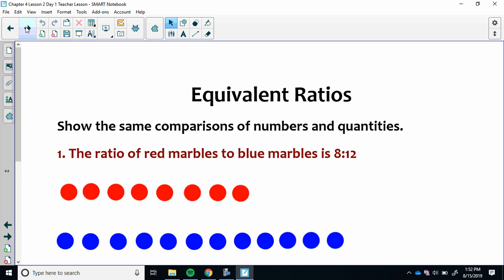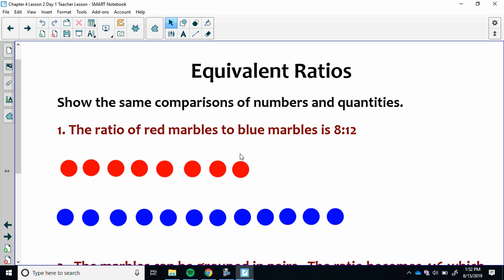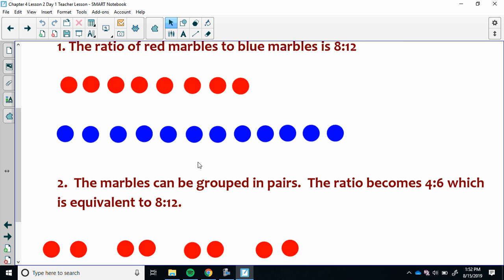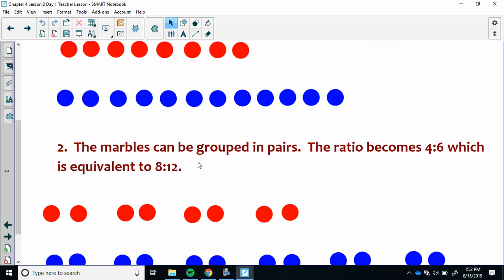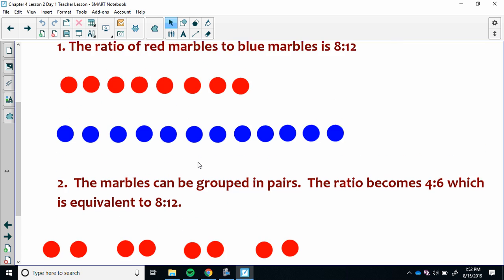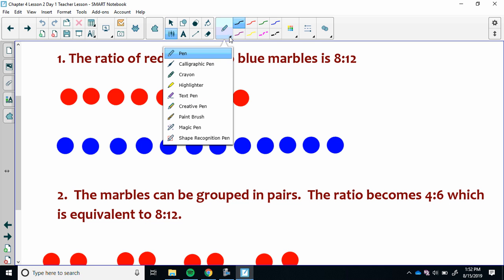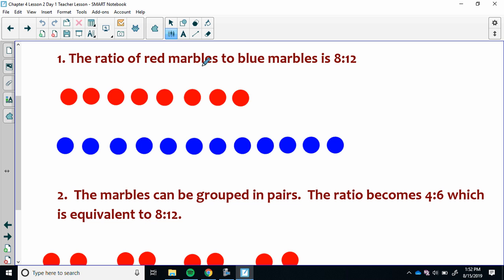So equivalent ratios show the same comparisons of numbers and quantities. The example here is you have 8 red marbles and you have 12 blue. How could we order these in pairs to get another number that would equal 8 to 12? Well, if you broke these into pairs, into twos, you could do that. 2, 2, 2, and 2. That would be how many pairs of 2? 4.